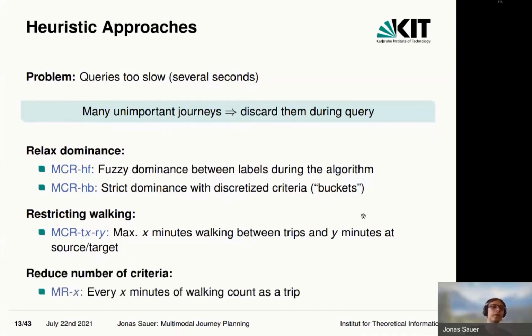And finally, we can reduce the number of criteria by merging multiple criteria into one. One example is to count every X minutes of walking as a trip. And that version we call MRX.